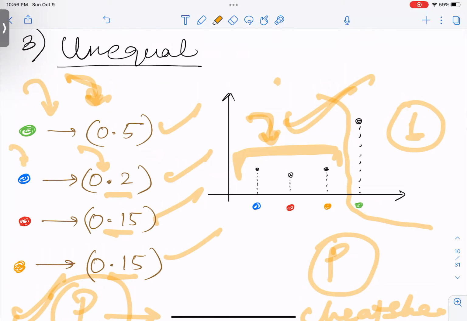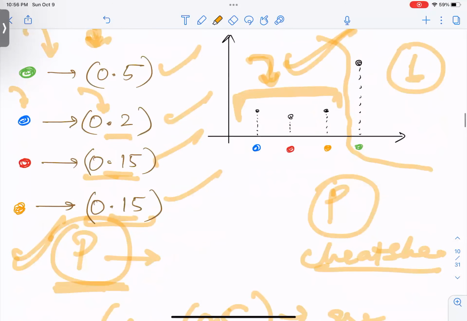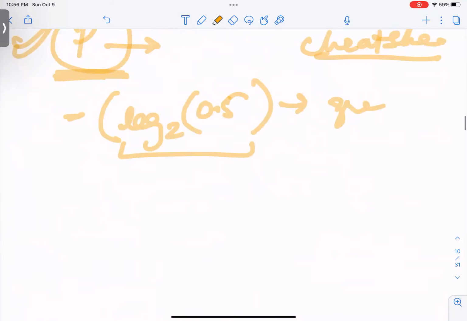If you want to guess whether it is blue or not, then you're going to ask negative log of 0.2, or negative log of 0.15. So these are the questions that you are going to ask for each and every ball to predict the possibility of taking it out from the bag.